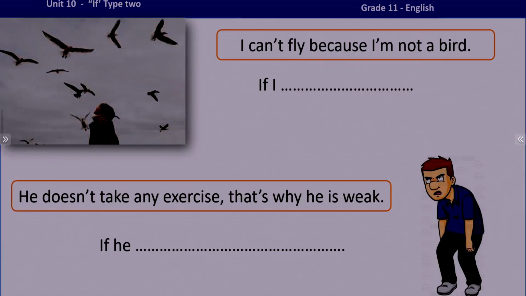There are two more sentences. Observe the pictures carefully. I can't fly because I'm not a bird, right? Now put it into an if clause type 2 sentence. If I... the rest is in your hands.